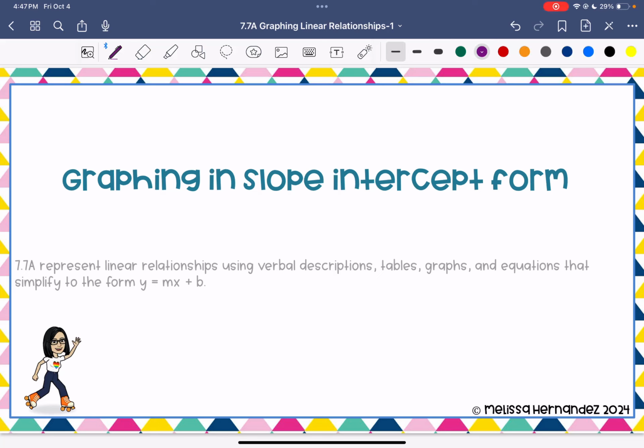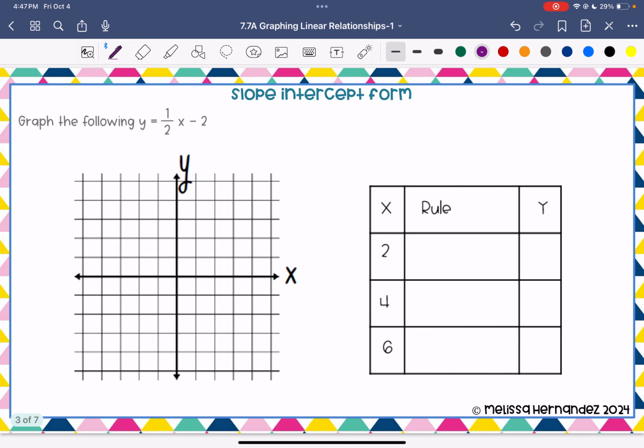Hey, welcome back, guys. In this video, we're going to be practicing graphing in slope intercept form, and this is coming from TEK 7.7a. This concept comes back in 8th grade. It comes back in algebra, college algebra, but this video is tagged for 7th grade, so I'm going to use 7th grade vocabulary. So in this one, it says graph the following: y equals half x minus 2.